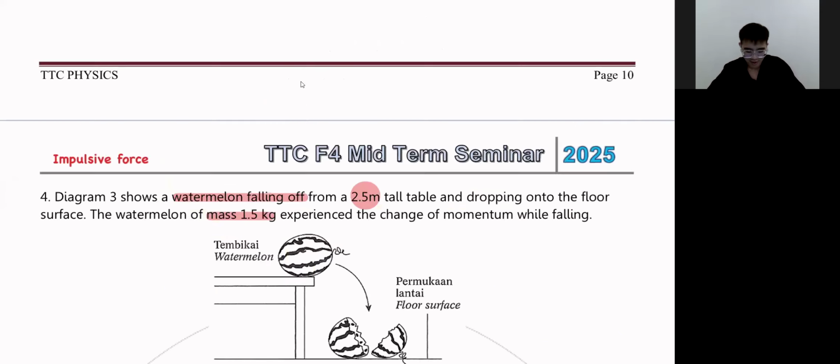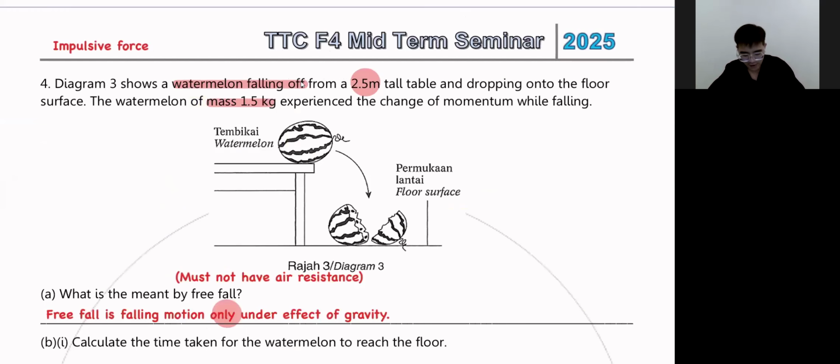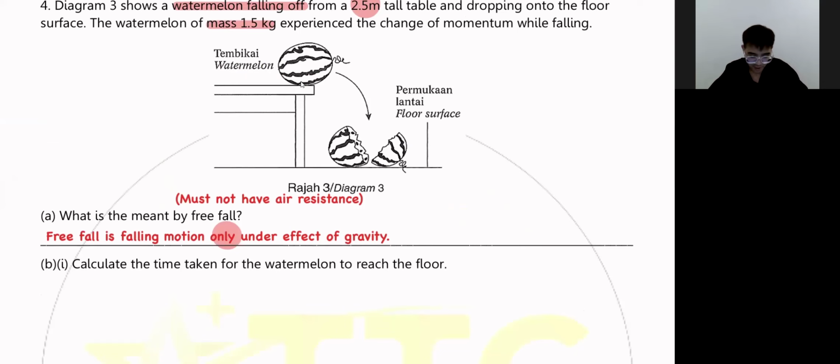Okay, so in the diagram, when the watermelon falls onto the ground, this also is not supposed to be called free fall. But of course, when we do the calculations, we will consider the watermelon to be falling under free fall. Why? Because when we do calculations, we don't consider air resistance. So for this question, we will assume that there's no air resistance, and we will assume that the falling motion is a free fall motion.